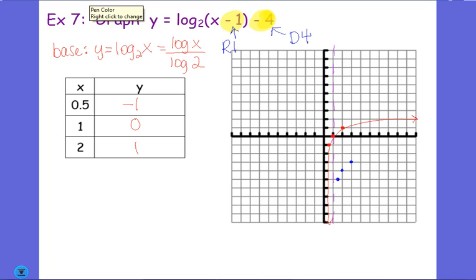So then go back, trace your new asymptote, up, up, up, up, up, up, up. There's my dots, curve, curve, curve, curve, curve, curve, curve. And you are done.